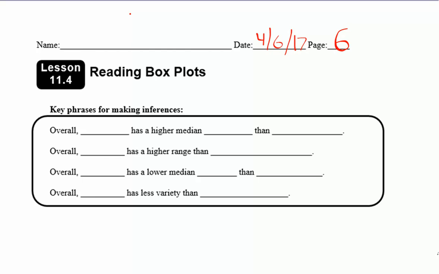So I can say something about overall sample A has a higher median wingspan, temperature, test scores than sample B. Second sentence says overall, version 1 has a higher range than version 2. Overall, this one has a lower median something than this one. And overall, this one has less variety than that one. So these are the phrases we're going to be using, so make sure you look back at these. I'll make reference to them in a little bit.